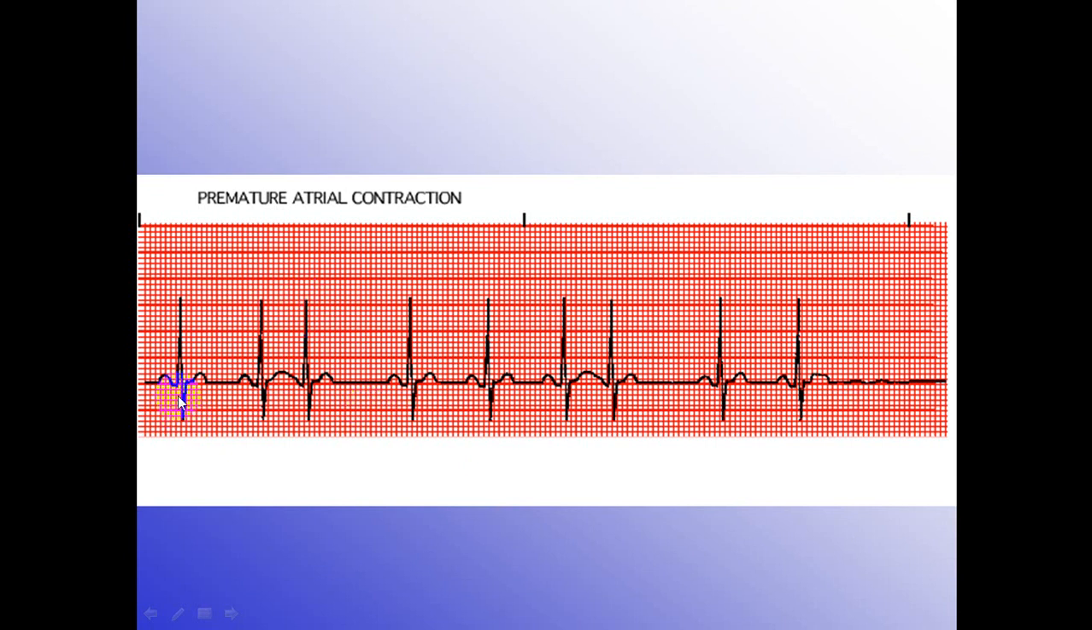So if we do a report, this is premature atrial contractions. Premature atrial contractions could be single, could be more than one, could be multimorphic, could be bigeminy, and so on. But this is enough for you.